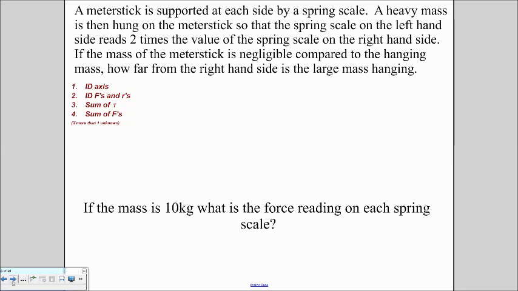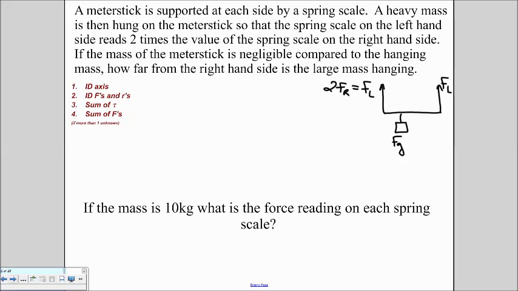All right, a meter stick is supported on each side by a spring scale. Let's draw a picture since there isn't one provided. We've got a meter stick. Each side has a spring scale, and there's a mass hanging from it so that the left side is larger than the right. So we've got the force on the left, the force on the right, and the force of gravity of the mass. Now, the meter stick is negligible mass, which means we don't care about its center of mass. It does tell me that my FL is equal to 2FR. Okay, there's my pretty picture.